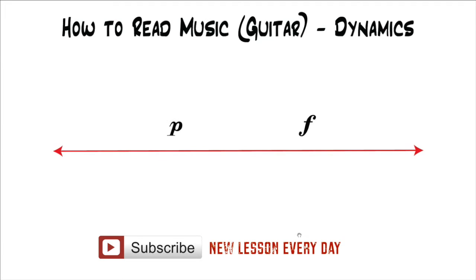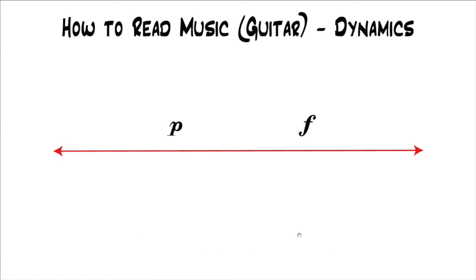So the first thing you want to become familiar with is the P and the F. Those are kind of your starting points for soft and for loud. P stands for piano and F stands for forte. Piano means to play soft and forte means to play loud. So like I said, these are kind of your two baselines to understand: P and F, piano and forte, soft and loud.